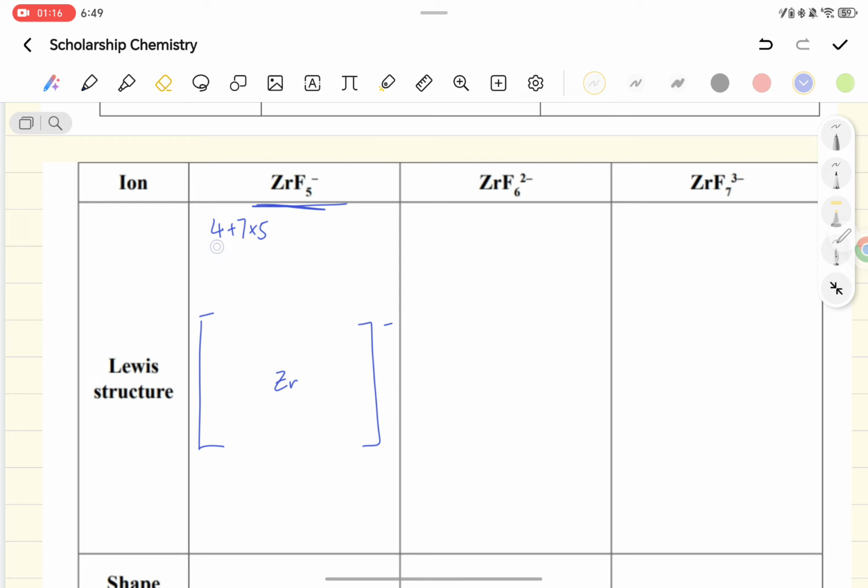Now we've done 4 from the Zr, 5 times 7 from the 5 fluorine atoms. We also have to add 1 more because of the -1 charge. So we do +1, and this adds up to 40. And now let's draw our structure for ZrF5-. So it's 5 Fs around the central Zr atom with the 3 lone pairs on each of the F atoms.